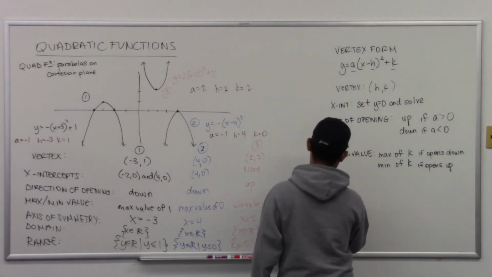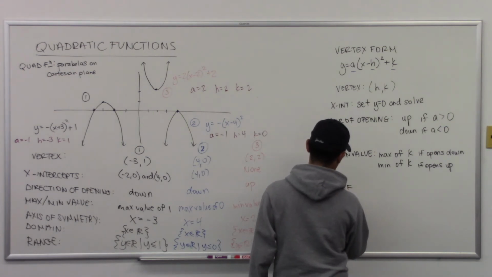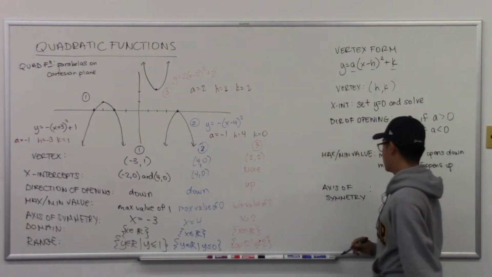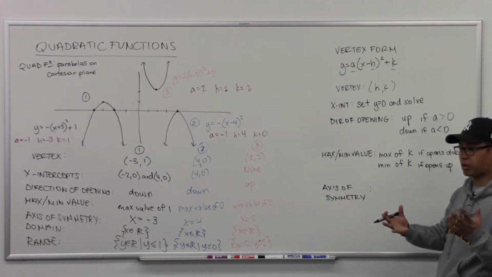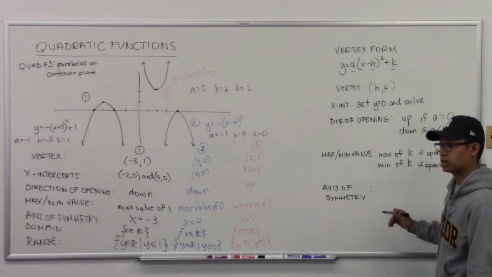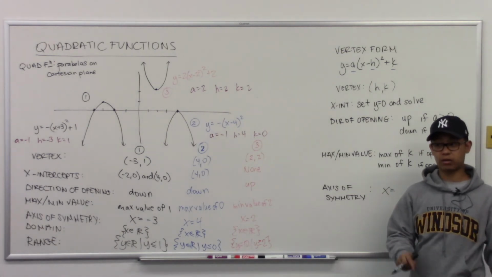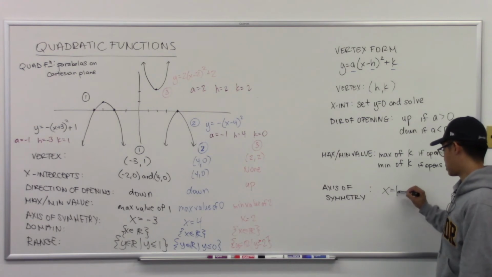The axis of symmetry. The axis of symmetry always takes the form what? What do you always have to write, Maya, when you write an axis of symmetry? Yes, x is equal to. Now, what letter is it? It is the H.